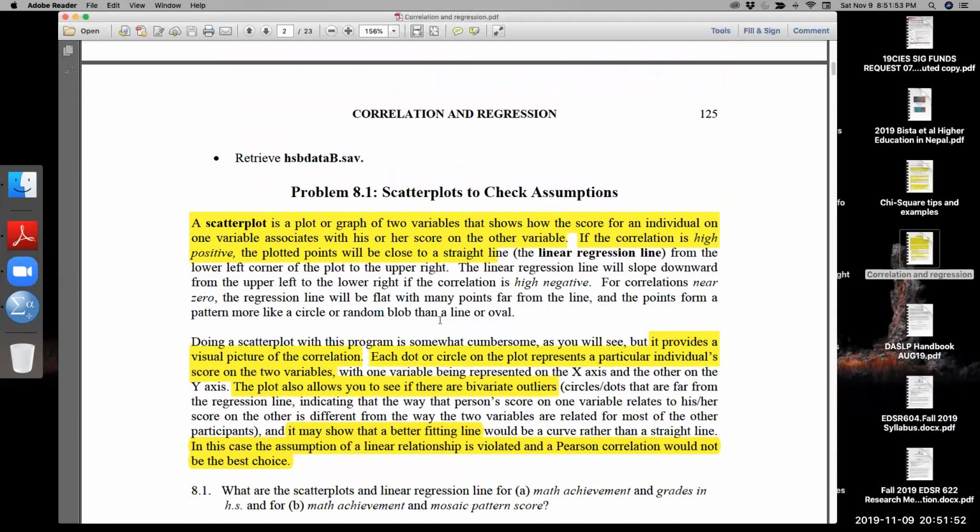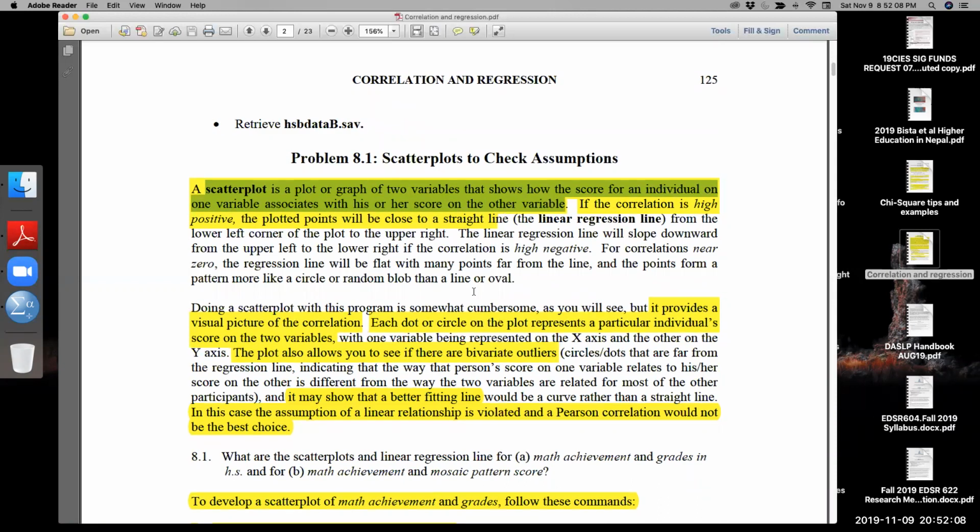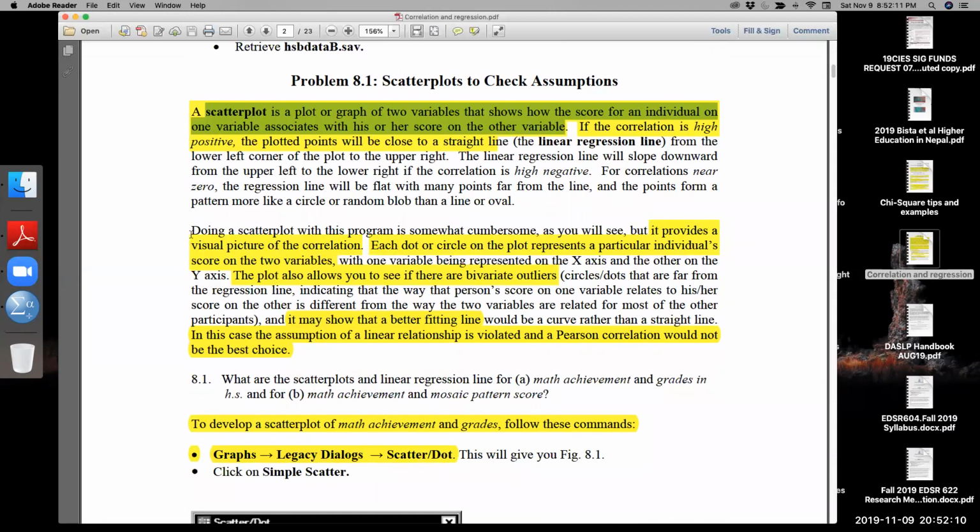Here is the definition of a scatter plot: the graph of two variables that indicates how the scores for an individual on one variable are associated with his or her scores on the other variable. And there are also some advantages of a scatter plot. It lets you know if there are any outliers, or the relationship, the visual picture of correlation.